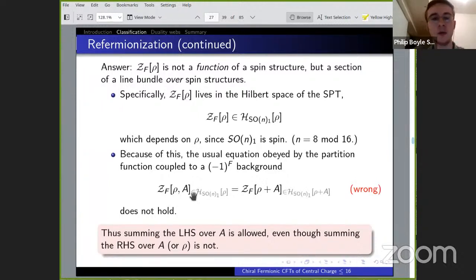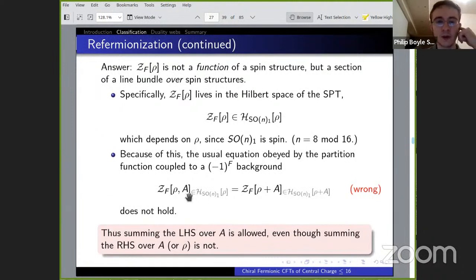So what is the usual equation? Well, the usual equation says that to couple F to a spin structure and a background for fermion parity, you simply define the partition function to be the partition function with that spin structure shifted by that background gauge field. ZF of rho and A equals ZF of rho plus A. So this defines the left-hand side. But in this anomalous case, this cannot hold. It does not hold, and it cannot hold because the left-hand side, notice, lives in the Hilbert space associated to one spin structure, rho, but the right-hand side, by the above equation, lives in the Hilbert space of the spin structure associated to rho plus A. So this equation is wrong.